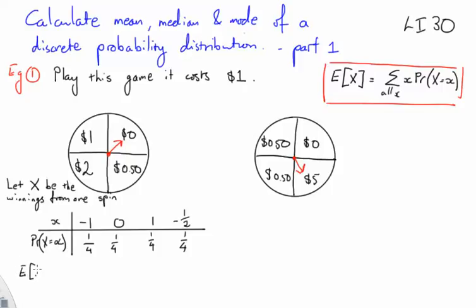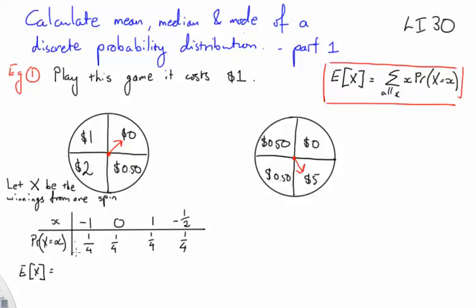To calculate the expectation of X, you go that times that, plus that times that, plus that times that, plus that times that. That's what this formula means. Look, it means X times the probability that X equals X, plus, because it's a summation, X times the probability that X equals X, plus that.